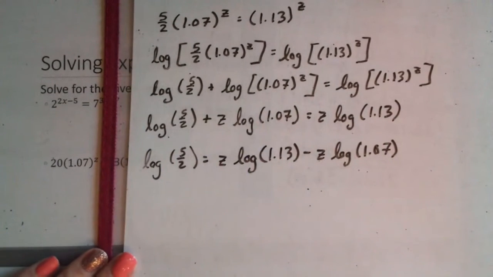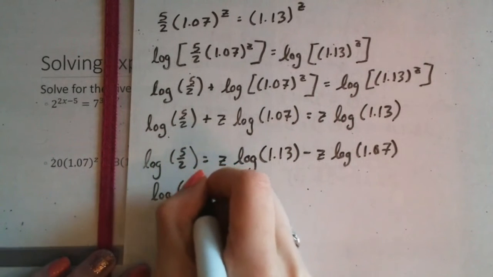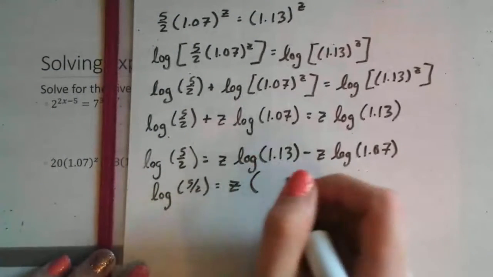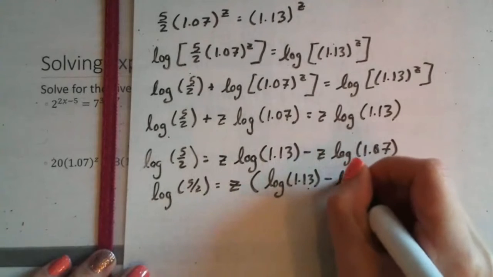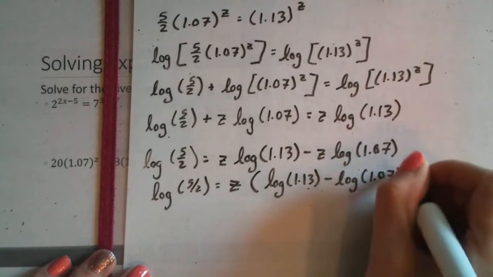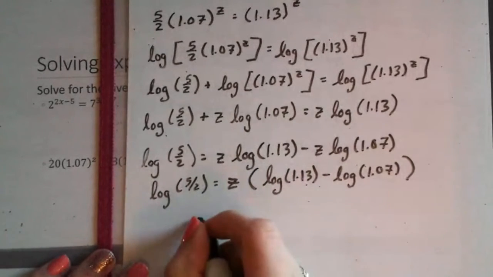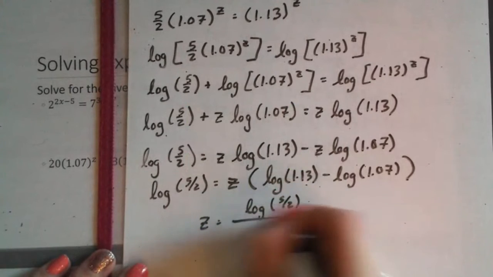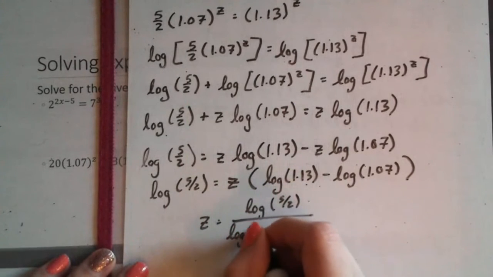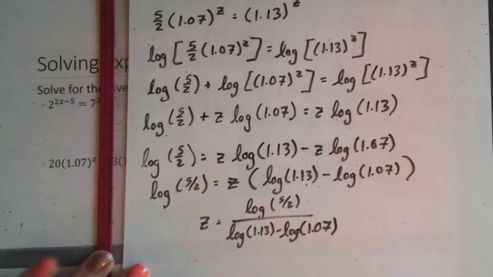Now since both terms on the right-hand side have a z, I can factor it out. So I have the log of 5 halves is equal to z times the quantity of the log of 1.13 minus the log of 1.07. And then to solve for z, I need to divide by this stuff. And I get z is equal to the log of 5 halves divided by the log of 1.13 minus the log of 1.07. And that's what we get for z.